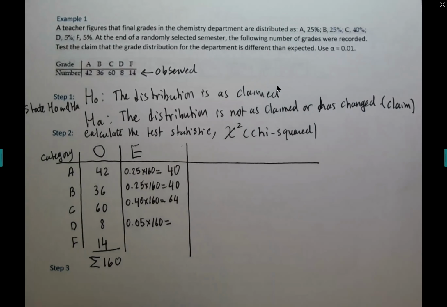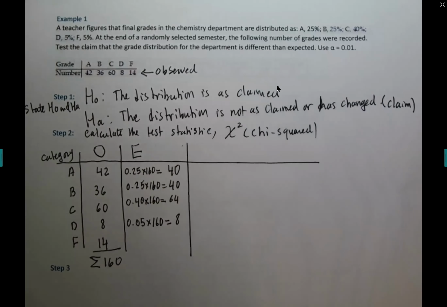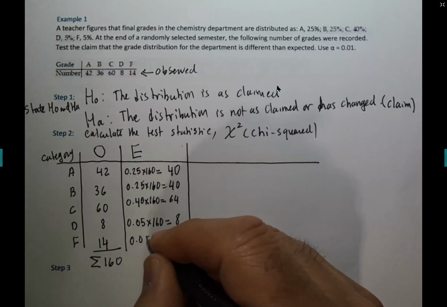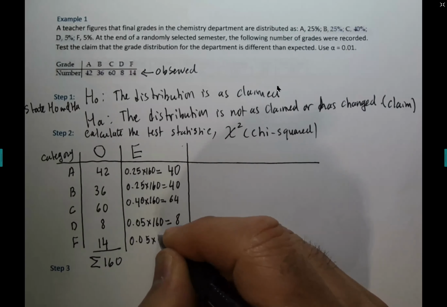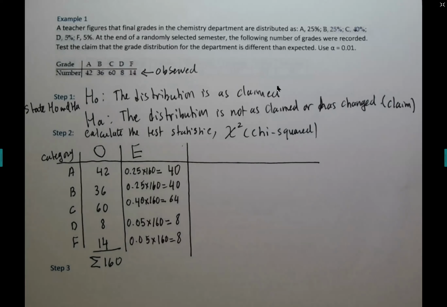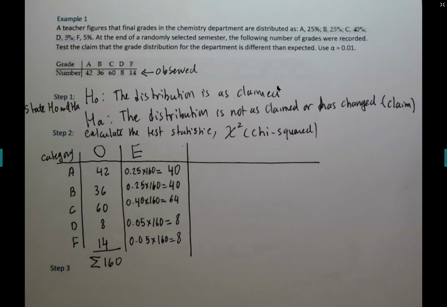That will be 8. Exactly. Wow. And 5% will be 8 again. Okay. It does seem that the expected values are very close to the observed values.